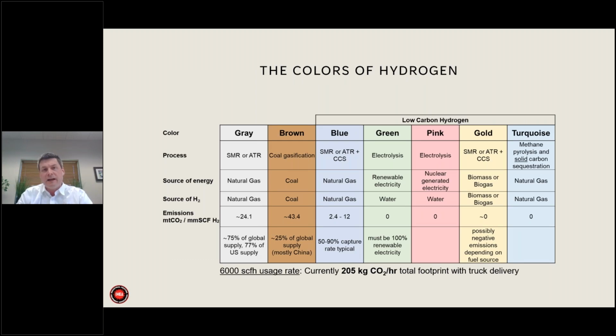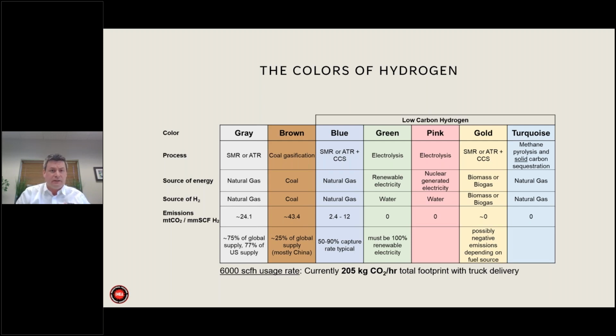You hear a lot of things about hydrogen, and there are different colors these days. Here's just a chart to show what that is. Most hydrogen is made with technology called SMR or ATR. SMR is steam methane reforming, and ATR is autothermal reforming, which basically is taking natural gas, cracking it, taking the hydrogen, and then using the carbon for something else. But most of the time, it's being emitted as CO2.